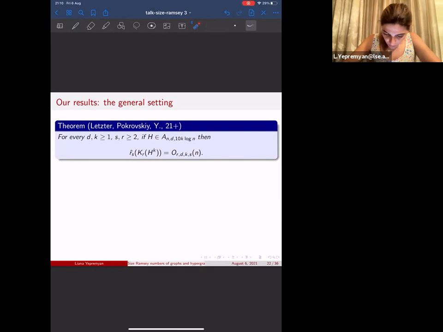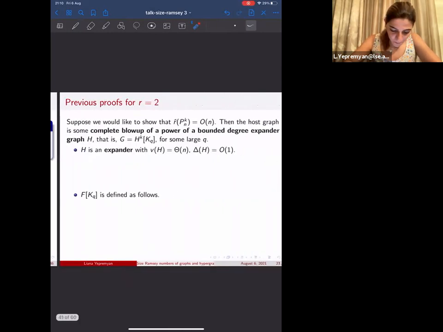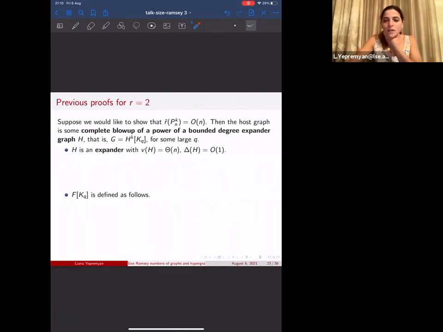Okay, so now that I have mentioned our results, in the remaining 20 minutes I want to try to give some glimpse of proof ideas. So let's first go a little bit back to how previous proofs for, say, graphs worked. So r equals 2. Suppose we would like to show that the size Ramsey number of powers of paths, just the normal graph paths, is linear.